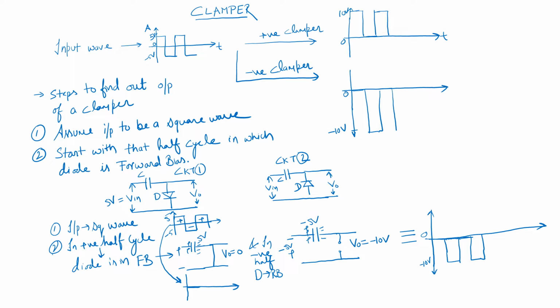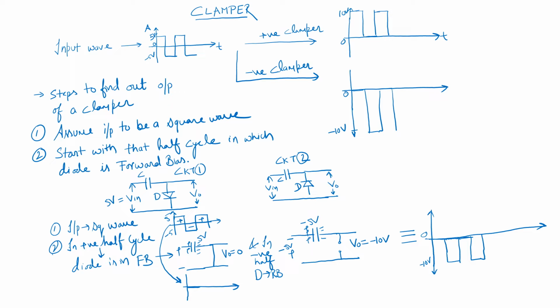So we follow these two steps to find out the output of a clamper. Number one step is assume the input to be a square wave. Whether the input is sinusoidal wave or a triangular wave or any type of wave, you assume that your wave is square wave only. And number two is start with that half cycle in which the diode is in forward bias.